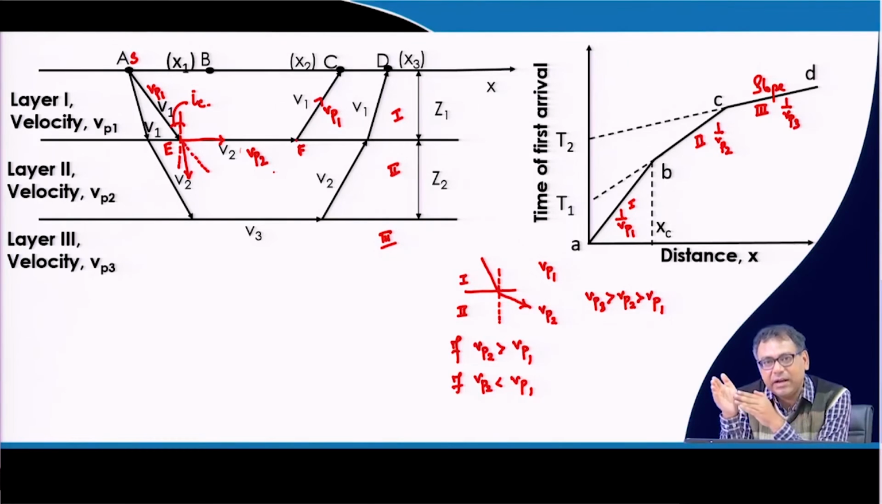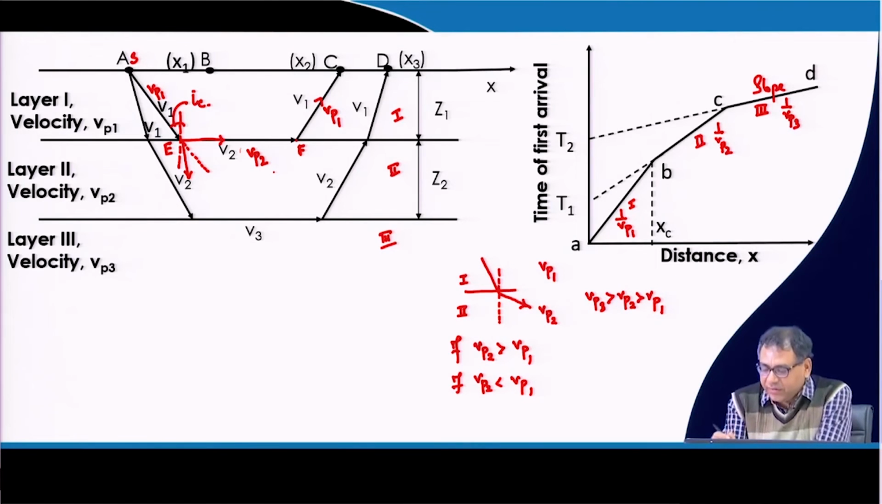But after a certain time or certain distance, your refracted ray will reach first compared to the direct ray, because the direct ray will always travel with a velocity of Vp1, but the refracted ray will travel with a velocity of some portion Vp1, some portion Vp2 and some portion again Vp1. Now, if the portion in which the wave is traveling with a velocity of Vp2 increases, then the travel time will decrease. So, ultimately there will be a point at which the direct ray and the refracted ray will reach at the same time. That distance from the source is called the critical distance.